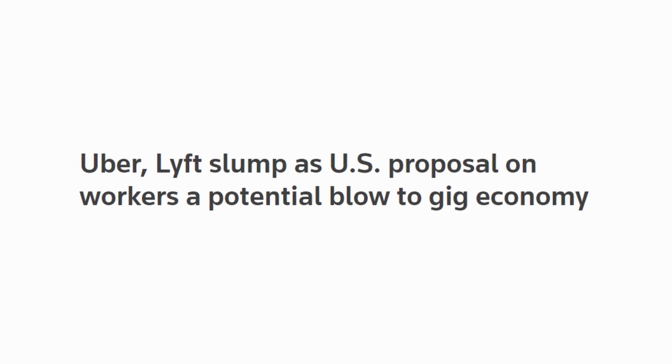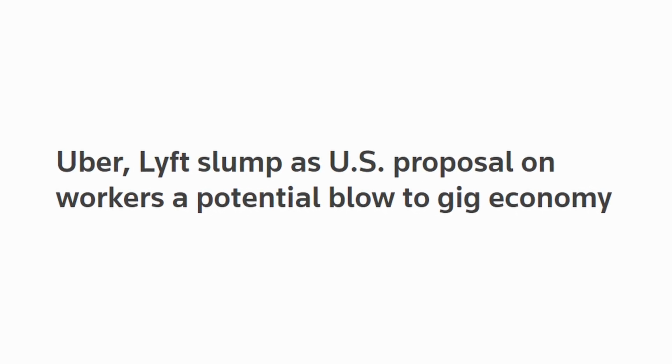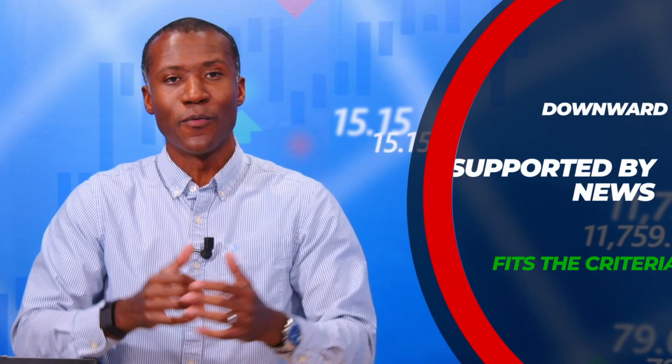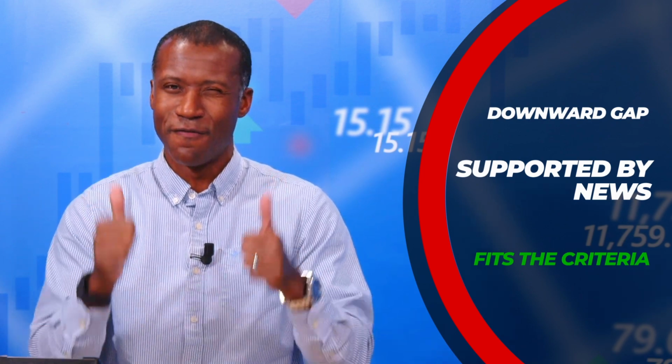On top of that, in this particular case, there was a negative catalyst. The gig economy was put under pressure, gig workers put under pressure in these companies based on the administration's possible targeting of that industry. So downward gap supported by news fits the criteria.